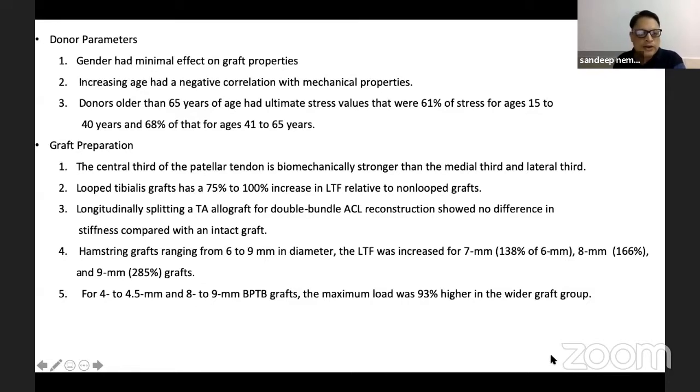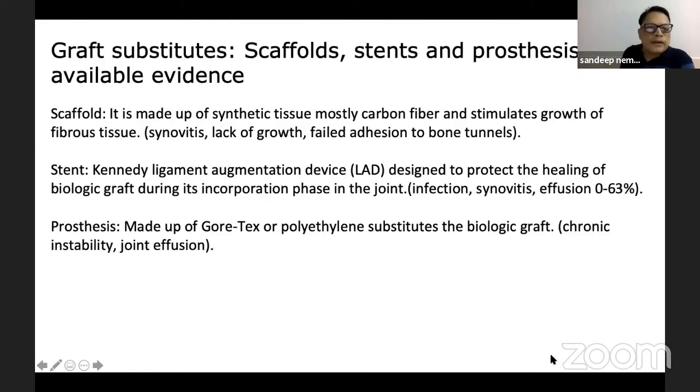And for hamstring grafts ranging from 6 to 9 millimeter in diameter, the load to failure was increased. For 7 mm, it was 138% of 6 mm. For 8 mm, it was 166%. And for 9 mm, it was 285% of the 6 mm graft. For 4 to 4.5 mm and 8 to 9 mm BPTB graft, the maximum load was 93% higher in the wider graft group.